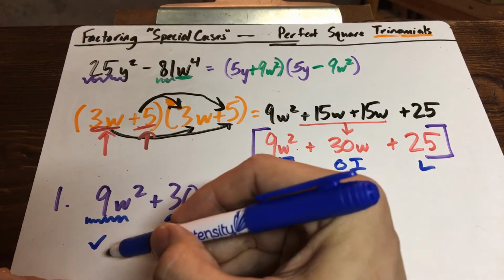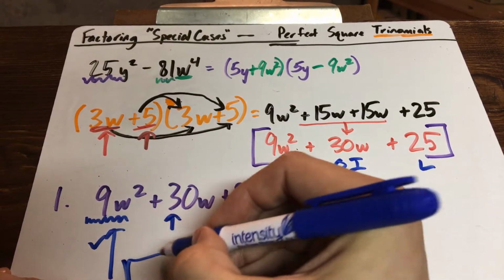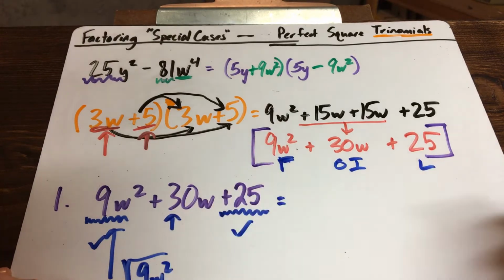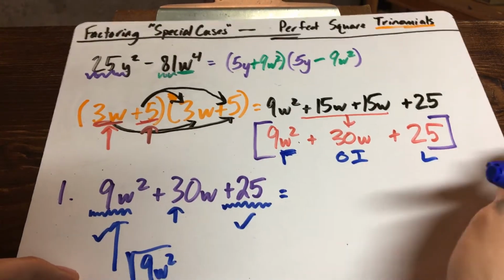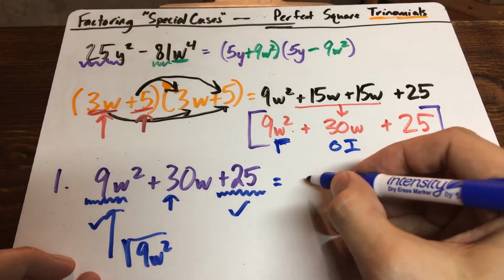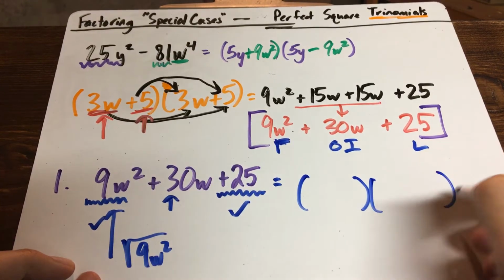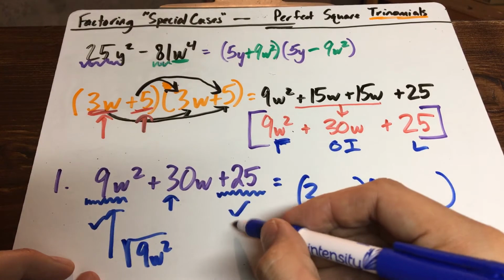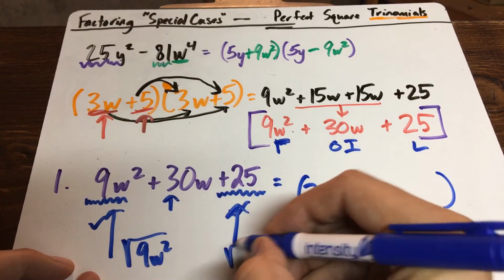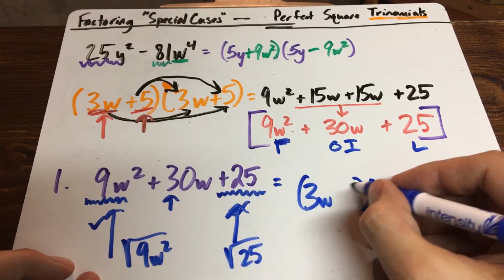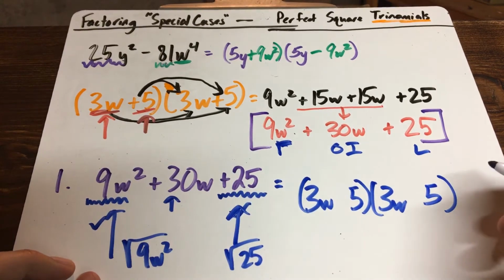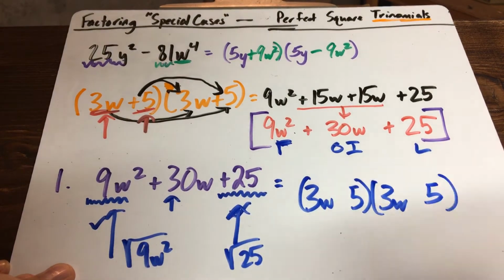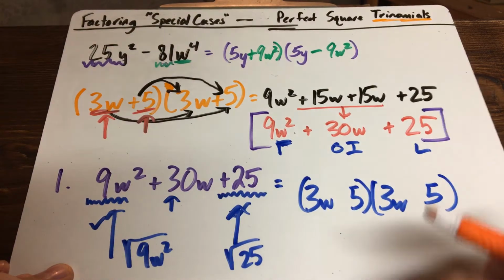Do I know the square root, right? Remember square root. Do I know the square root of 9w squared? Right? What's the square root of 9? Well, that's 3w and 3w. Do I know the square root of 25? Right? That's 5 and 5. And then how do I know whether to put a plus sign or a minus sign in my parentheses? Because it will be the exact same in both parentheses.